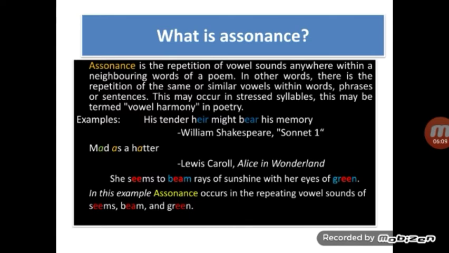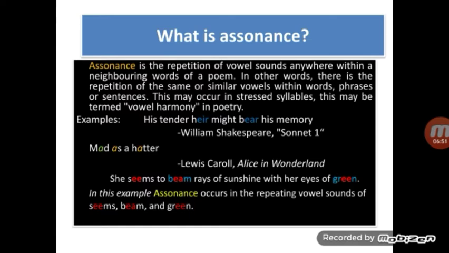And the next example is from Lewis Carroll's Alice in Wonderland: "Mad as a hatter." Here, the short 'a' sound is repeated thrice in mad, as, and hatter. It comes in the medial position. This is the repetition of the 'a' sound in medial position in this line of composition. Alice in Wonderland is a prose composition, especially fiction.